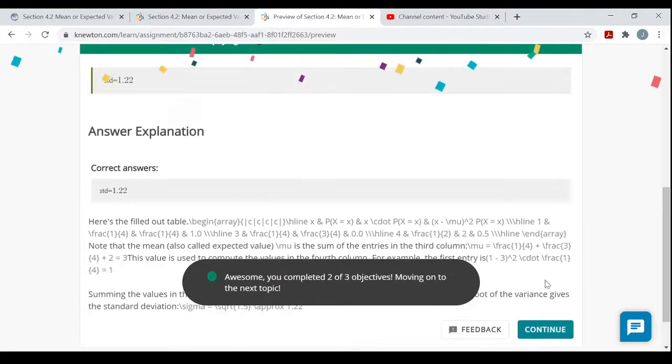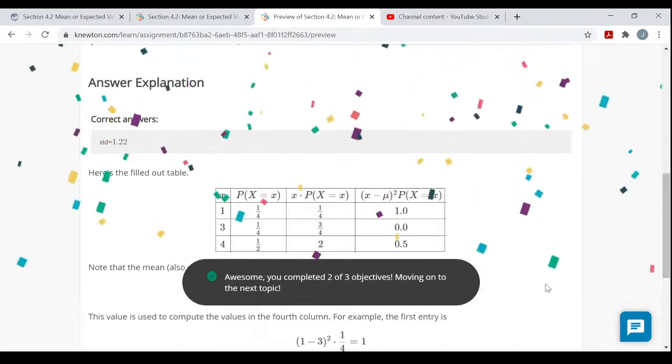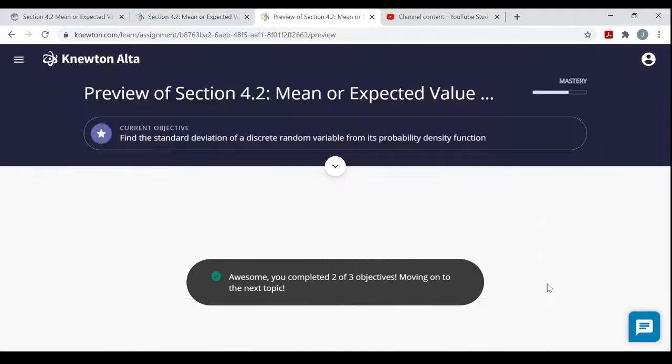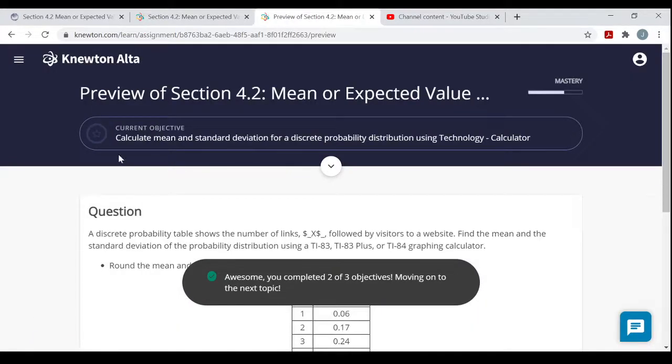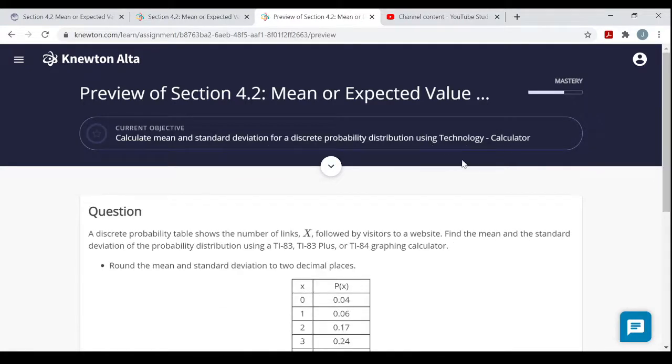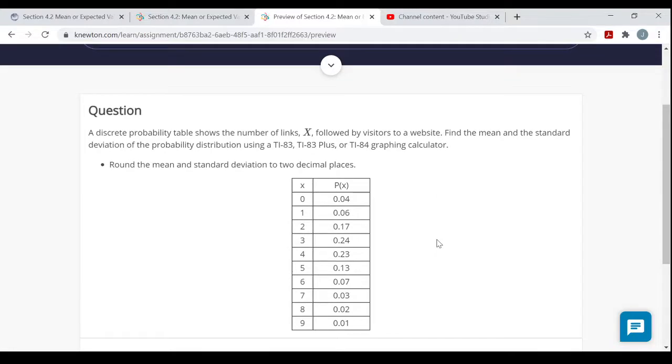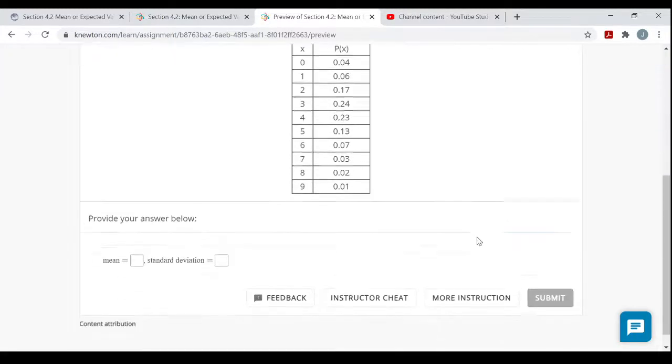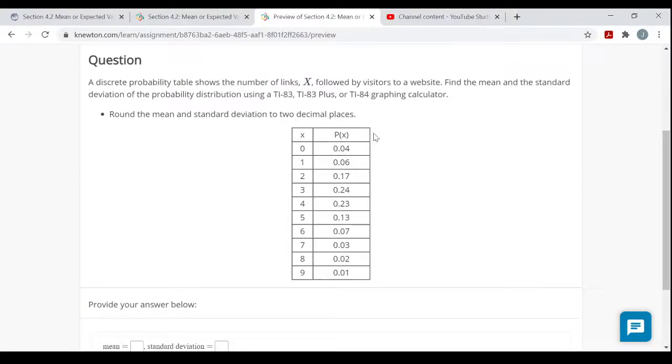And then the final one is using the calculator, alright? So these are just going to be longer charts. The final objective is calculate the mean and standard deviation for a discrete probability distribution using a calculator. So you see now it's just longer charts. Unfortunately it's going to take longer to enter, but you can still do it, alright? So you have your list of possible outcomes here, the probabilities of each, and they want you to find the mean and standard deviation, round to 2 decimal places.